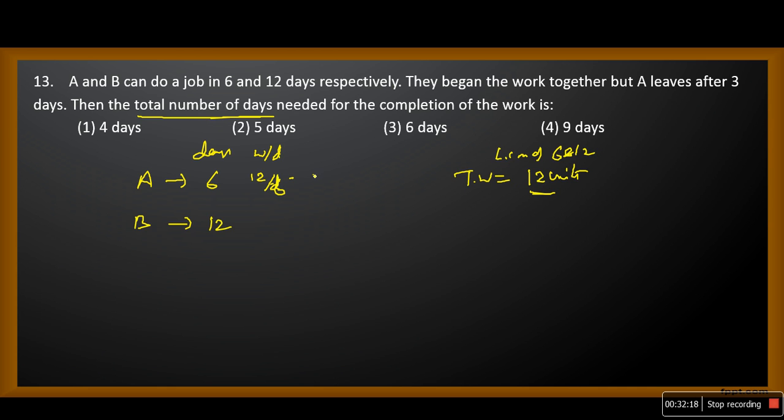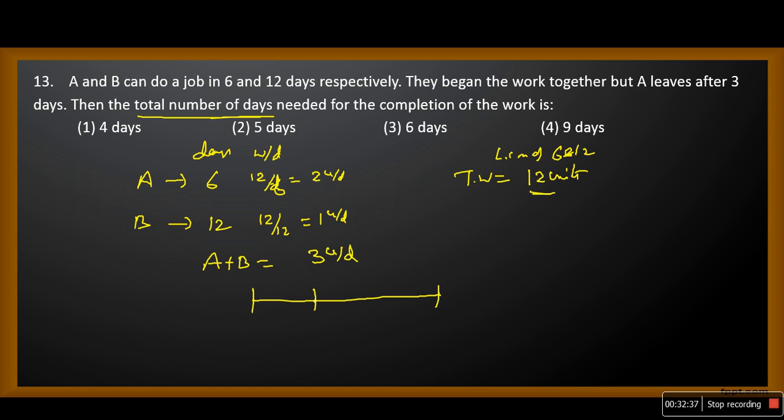12 by 6, which is equal to 2 units per day. Similarly, B will do 1 unit per day. So A and B together will do how many units? 3 units per day. Okay. Now let us say this is the number of days they required.